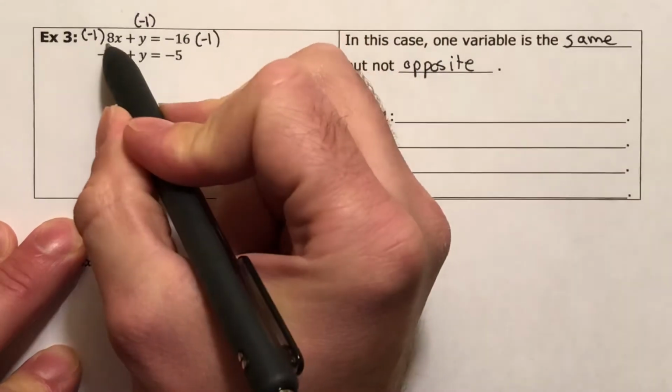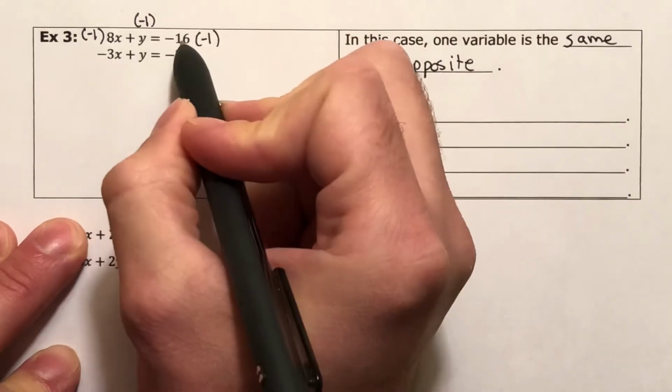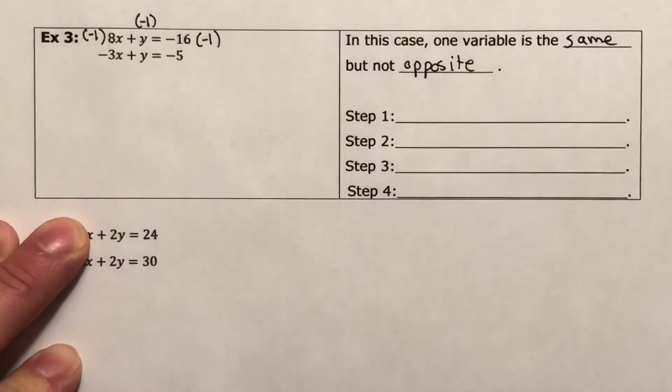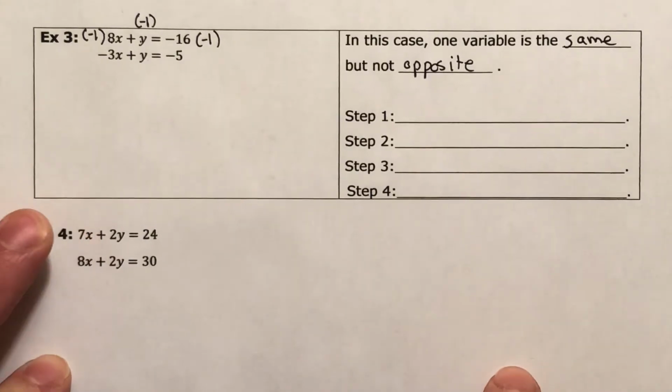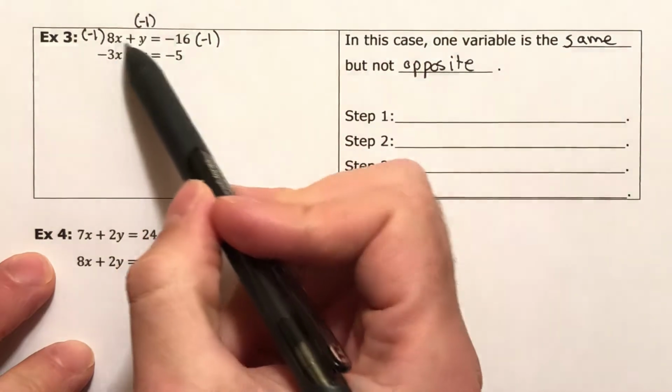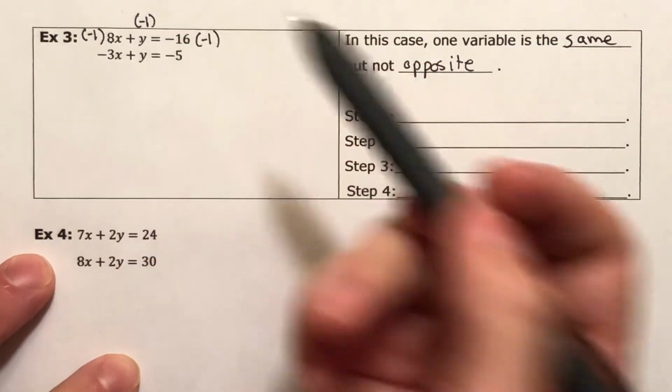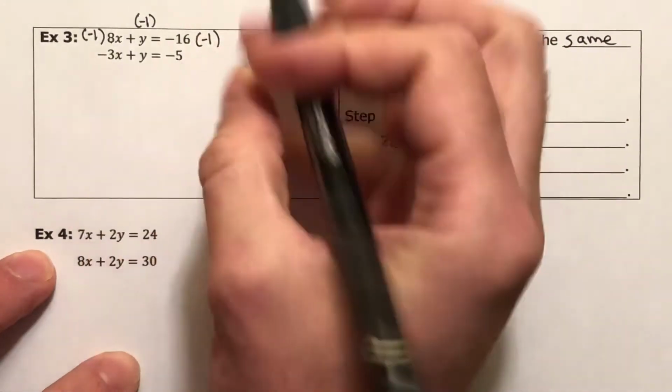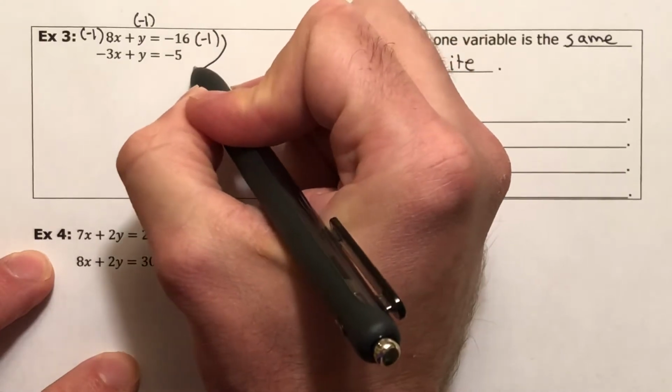So you have to make sure you're multiplying all three terms by negative 1. The reason we're allowed to do this is you can do anything to an equation as long as whatever you do to the left side, you also do to the right side. All right, and I'm going to write the answer below there.